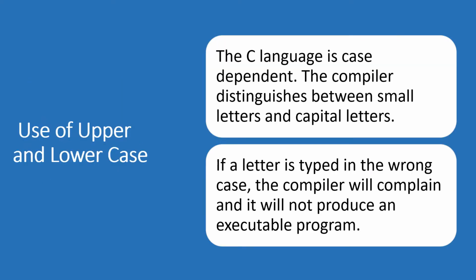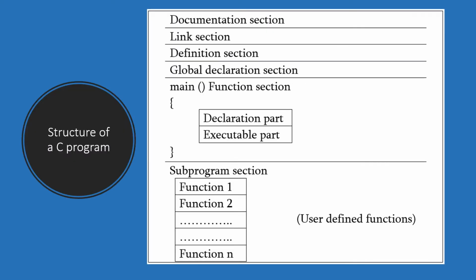Use of upper and lower case. The C language is case dependent. The compiler distinguishes between small letters and capital letters. If a letter is typed in the wrong case, the compiler will complain and it will not produce an executable program. Structure of a C program.